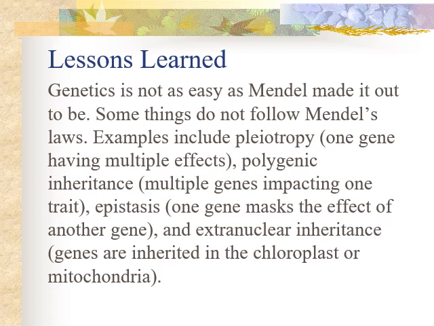We talked in this particular lecture about pleiotropy, one gene, multiple effects. Polygenetic inheritance, many genes, one effect. Epistasis, one gene masking the effect of another. And extranuclear inheritance: anytime you have DNA from outside of the nucleus that's inherited, usually in the form of chloroplast or mitochondria.